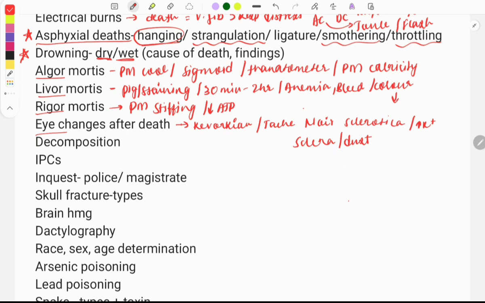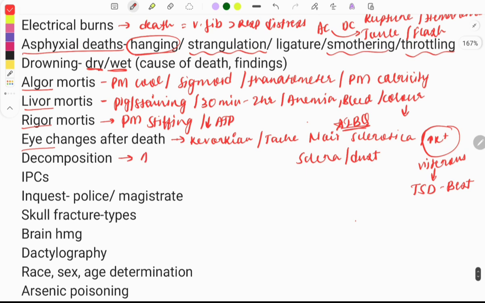Then moving on, the most important finding is the increased potassium level in the vitreous humor. It is used for the estimation of the time since death and is considered the best parameter. Image-based questions are also asked, so you need to look at the images also. Then decomposition of the body occurs by autolysis through lysosomal enzymes, or due to putrefaction by bacterial enzymes.